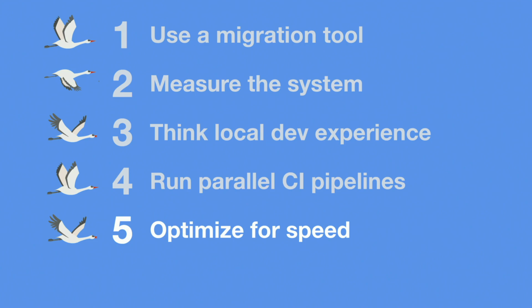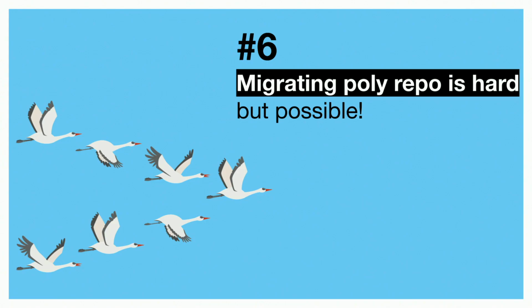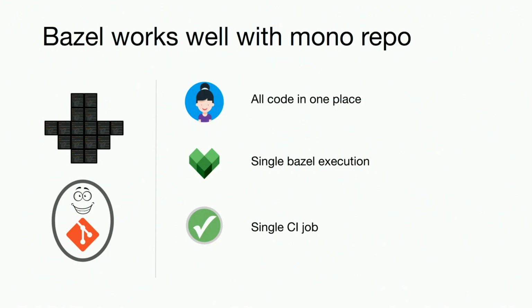We're getting to our last one. Number 6 talks about migrating a poly repo. Because migrating a single repo is one story, but migrating a poly repo is a whole different story. But it is possible, and let me tell you that story. When you read about Bazel, you know that it's really good to use Bazel with a monorepository, right? Put all of your code in a single repository. The developers can find everything in a single place. A single Bazel execution would test everything, and then you can work with a single or very few CI jobs.